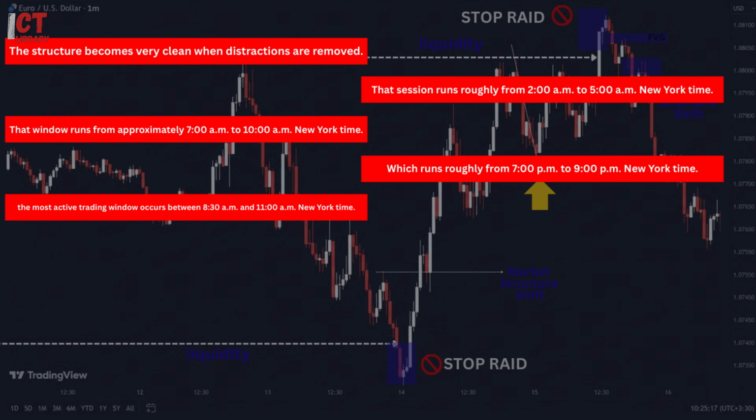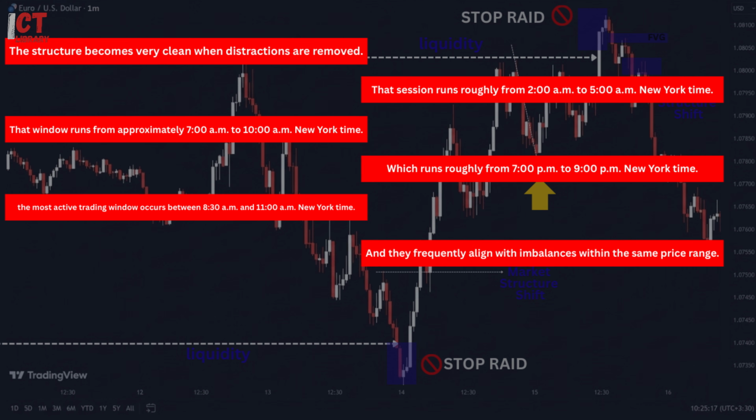Now remember another concept discussed earlier, internal range liquidity. This simply refers to short-term highs or lows forming within a retracement leg. Those levels contain stops, and they frequently align with imbalances within the same price range. Once you understand market structure shifts and learn how to identify liquidity pools, you already possess the essential skill set. The rest comes from practice.